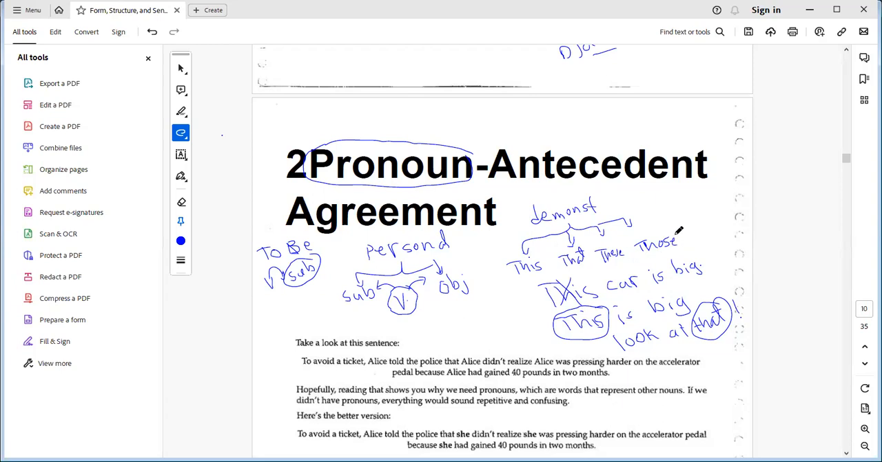Okay, demonstrative pronouns: we have this, that, these, those. If a noun comes after them, they are not called pronouns. They are called adjectives. Like in those examples, this car: after it is a noun, so it's an adjective, not a pronoun. This is big, this is a pronoun. Look at that, this is a pronoun.